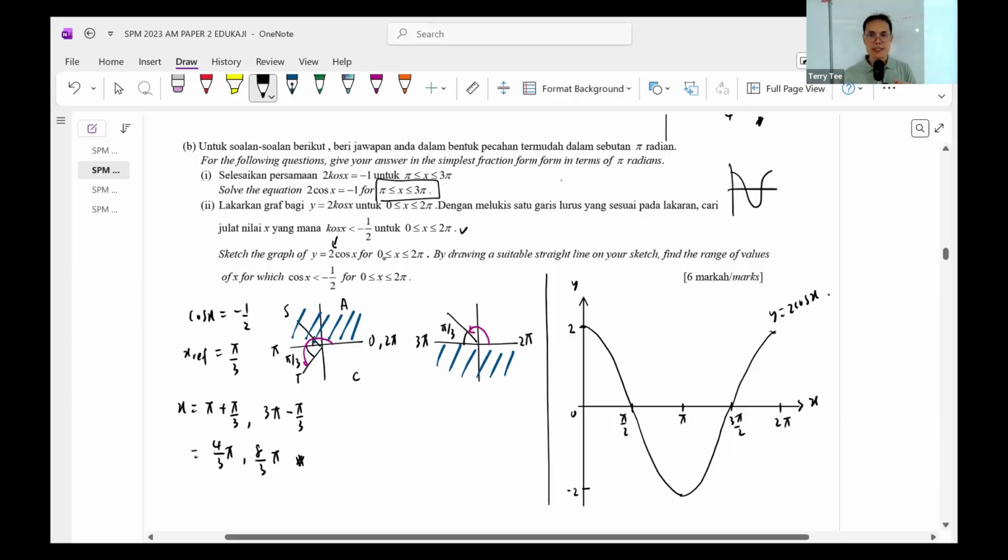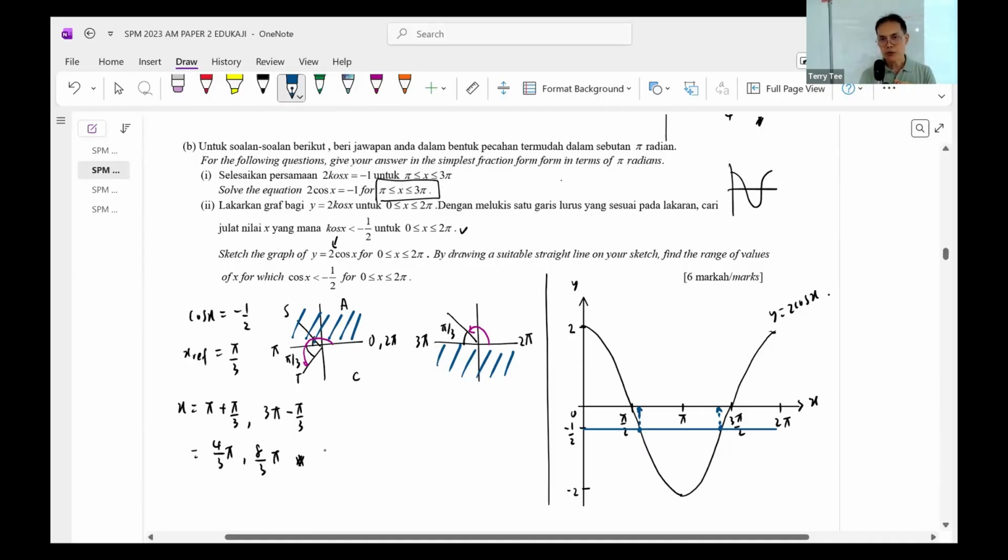Okay, now this is the sketch of the graph. By drawing a suitable straight line on your sketch, find the range of values of x for which cos x is less than -half. So where is -half? -half is here. So we're going to draw a line. I'm going to use blue color. I draw a line across. You can see here, right? And we're going to find the range of values of x. So if you take this, you move it up. This is the first answer. This is the second answer.